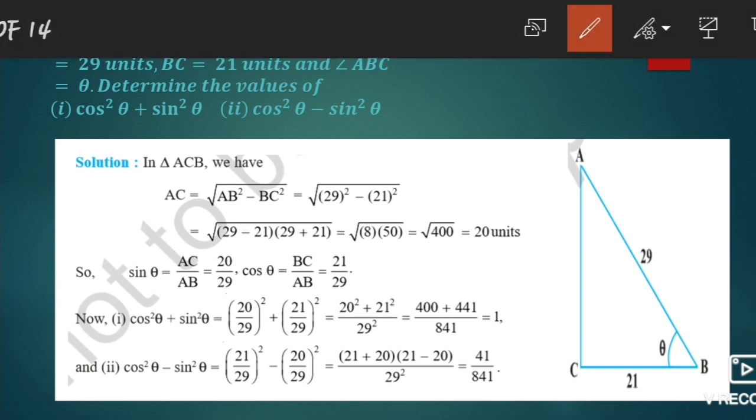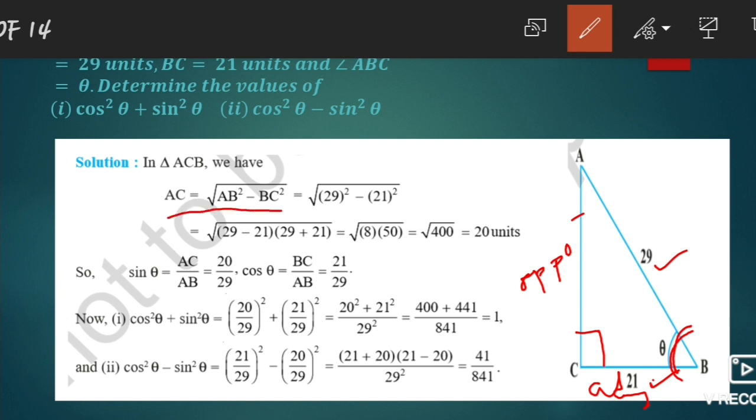Now look here, in this triangle I have considered the acute angle as theta. So with respect to this theta, this is the opposite side, and this is the adjacent side. Also in this right angle triangle, the length of the hypotenuse and the length of the base is given. So by using Pythagoras theorem, I will find the length of AC. So AC is equal to root under AB square minus BC square.